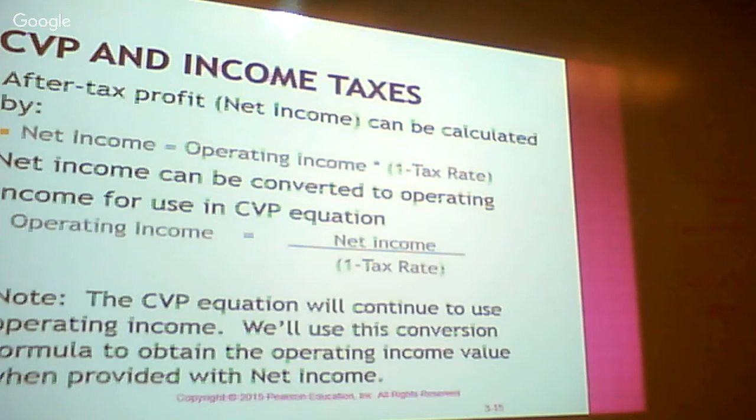The CVP equation will continue to use operating income. We'll use this conversion formula to obtain the operating income value when provided with net income. I think it goes along with the other part of the exam: 1 minus the tax rate. It's what's left over. Your net income is what's left over after taxes, okay? So if you're paying 40% in taxes, what's left over? Then you've got 60%. That gets in your pocket, right?